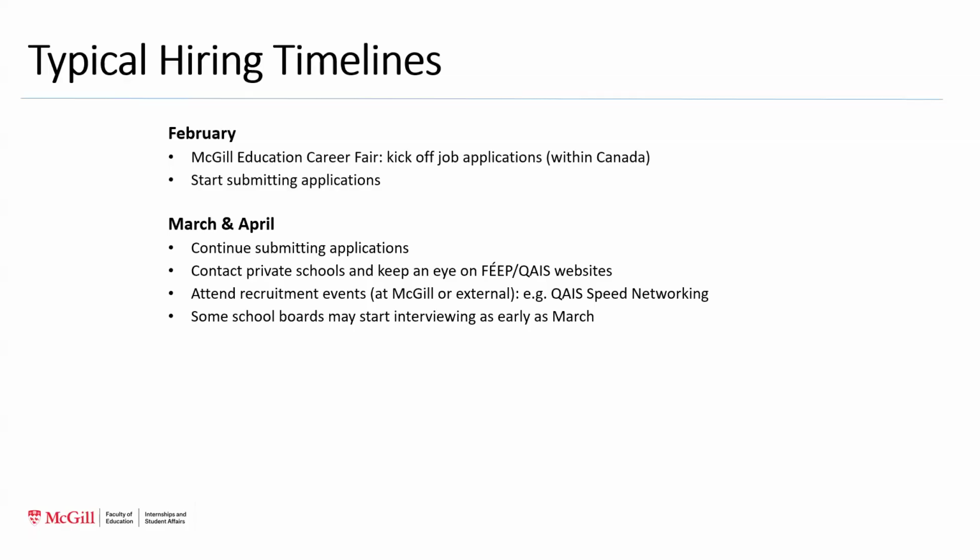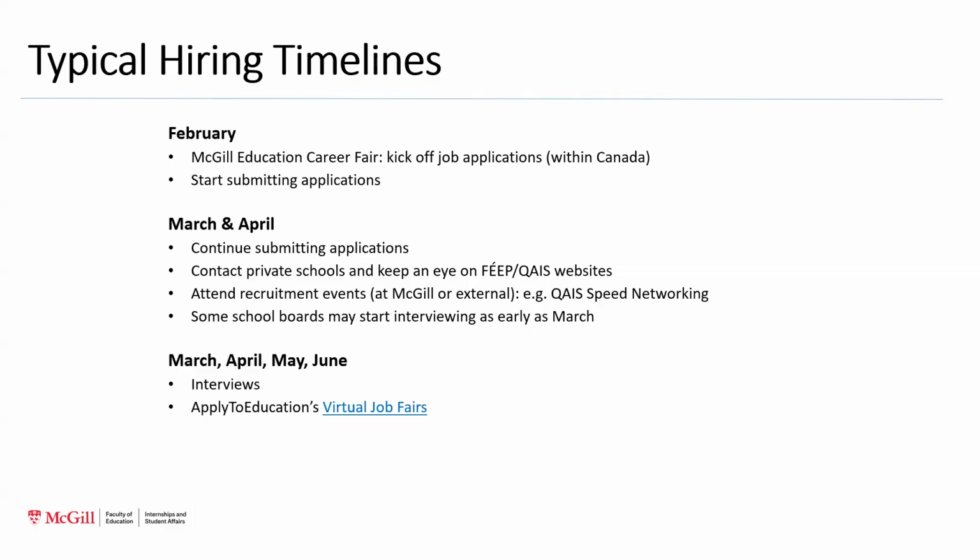March and April, you want to submit your applications to the board, like I talked about earlier, especially with the public school boards, you have to apply to the central HR. You're not going to be applying to each school individually. So this is when you want to create your application for that central HR. This is when you want to start contacting private schools and keeping an eye on those independent school association websites. This is when you want to attend recruitment events, either at McGill or externally. And then some school boards may start interviewing as early as March.